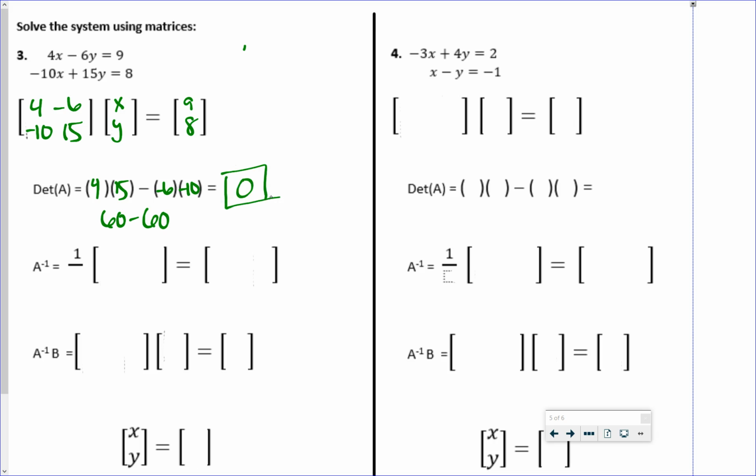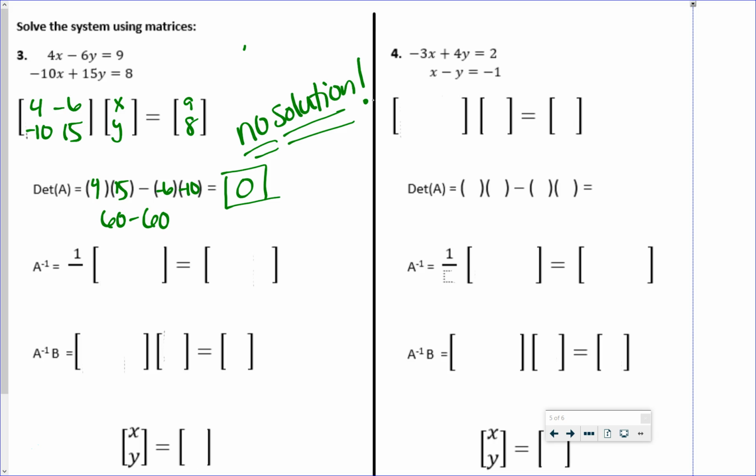Don't popcorn. Adam, what does that mean? That means that there is no solution. Good, there's no solution. Adam, what does that mean about my lines? That they are parallel. Good, nice. These were parallel lines, so they did not cross over each other. We good? Last one, we got this.